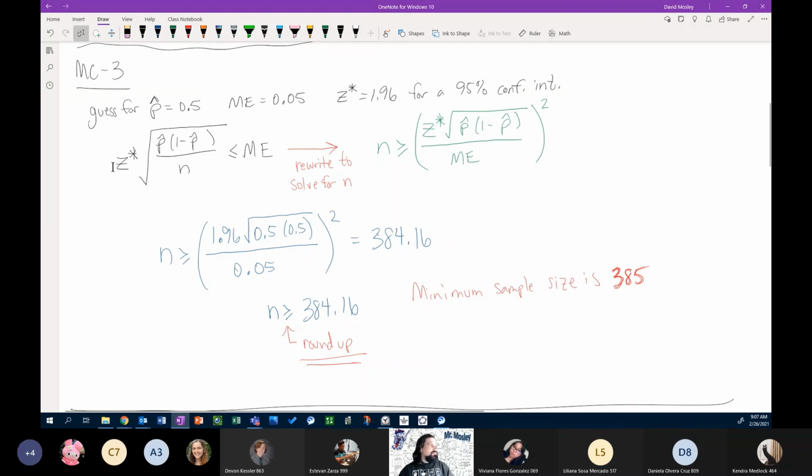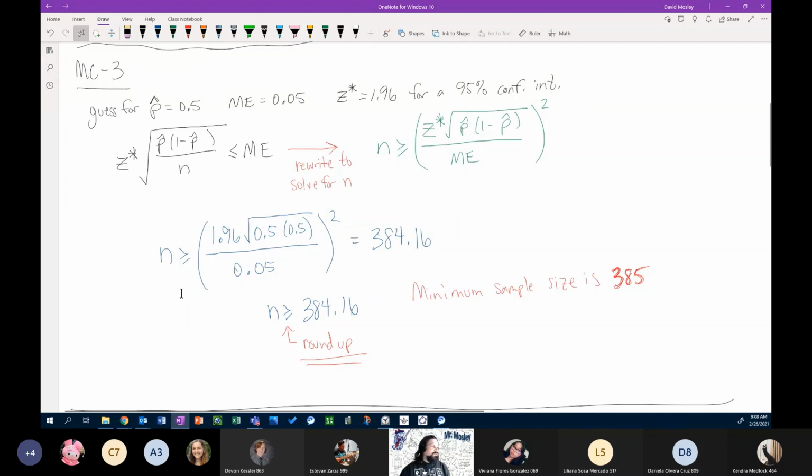We're looking for a 95% confidence interval, which means we have a Z star, or critical value, of 1.96. We're using the formula that the critical value times the standard error is less than or equal to the margin of error. I'm going to rearrange this formula, which you do not have to do. You may want to just keep it the way it looks and solve for n. That's fine. I'm choosing to rearrange the formula first and then put in my values. So we get n is greater than or equal to the critical value times the square root of p hat times 1 minus p hat, divided by the margin of error, all squared.